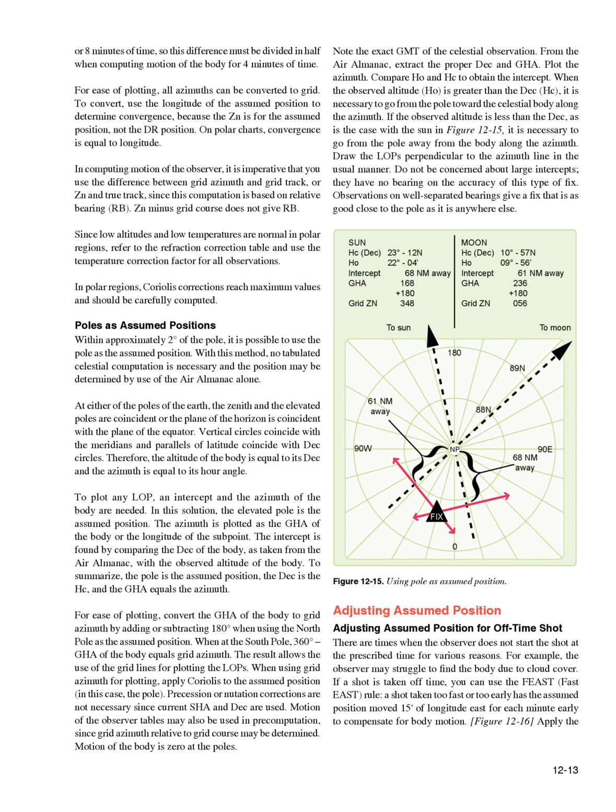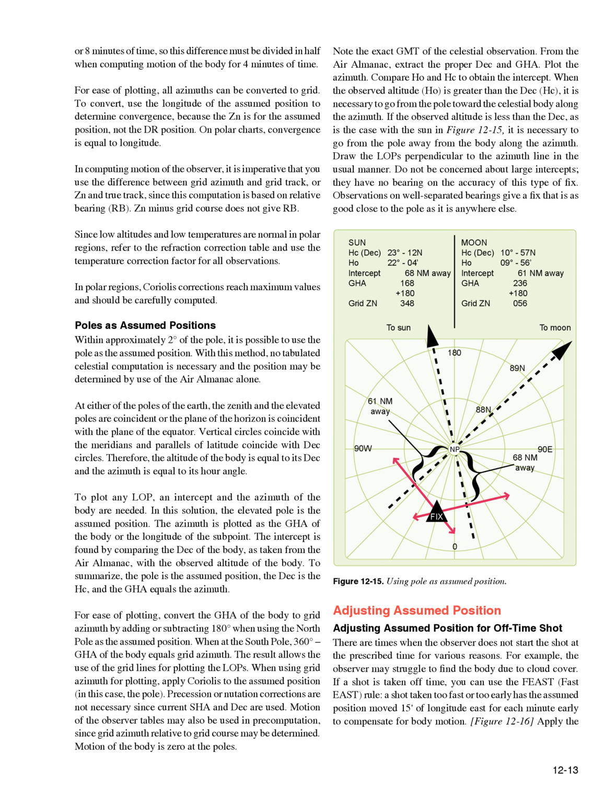In computing motion of the observer, it is imperative that you use the difference between grid azimuth and grid track, or Zn and true track, since this computation is based on relative bearing, AB. Zn minus grid course does not give relative bearing. Since low altitudes and low temperatures are normal in polar regions, refer to the refraction correction table and use the temperature correction factor for all observations. In polar regions, Coriolis corrections reach maximum values and should be carefully computed.